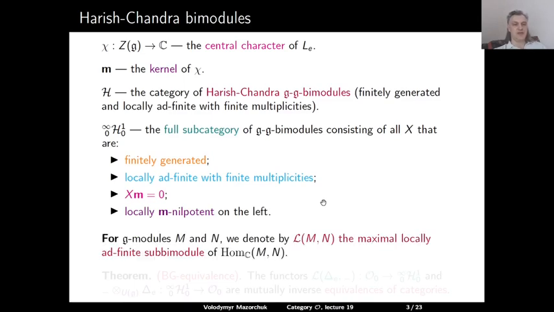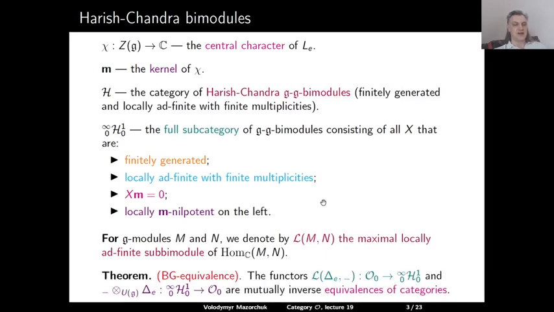For G modules M and N, we denote by LMN the maximal locally ad finite subbimodule of the G-G bimodule given by all linear maps from M to N. So now we can recall the Bernstein-Gelfand equivalence. It claims that the functor of taking these locally ad finite homomorphisms from the dominant Verma module to some module, and this is a functor from O0 to the category H001 infinity, and the adjoint functor tensoring over UG with the dominant Verma module delta E, which is a functor from H001 infinity to O0. So these two functors are mutually inverse equivalences of categories.